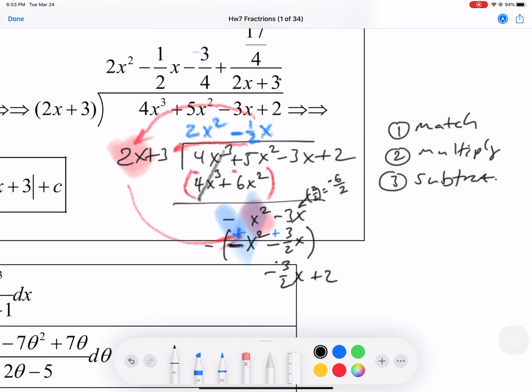Now, how can I match, multiply and subtract again? I want a 3 over 2. I want to get rid of a 2. So how can I make 2 look like a 3 over 2? It's like plastic surgery. You give me what I want, a 3, I want to get rid of the 2, and I need to get rid of a negative also. So we're going to multiply this by negative 3 over 2.